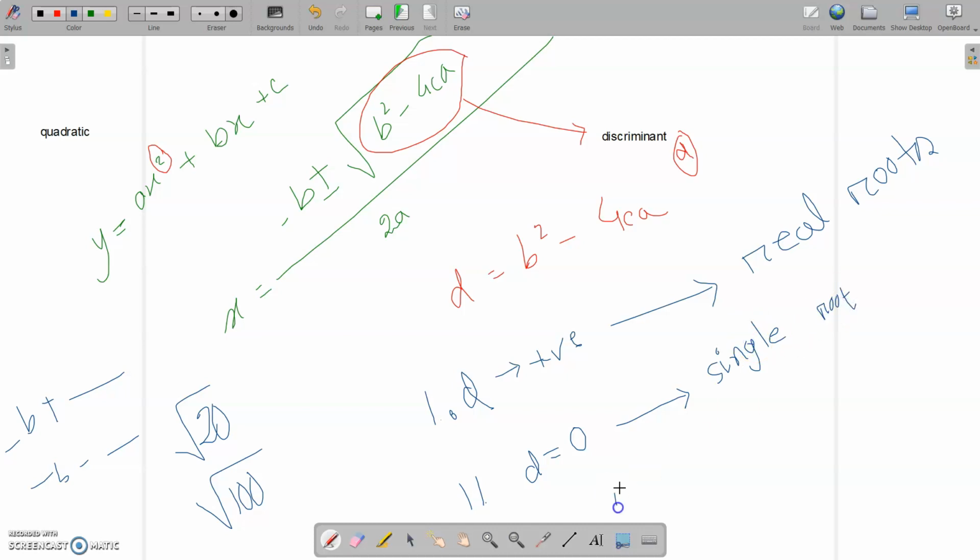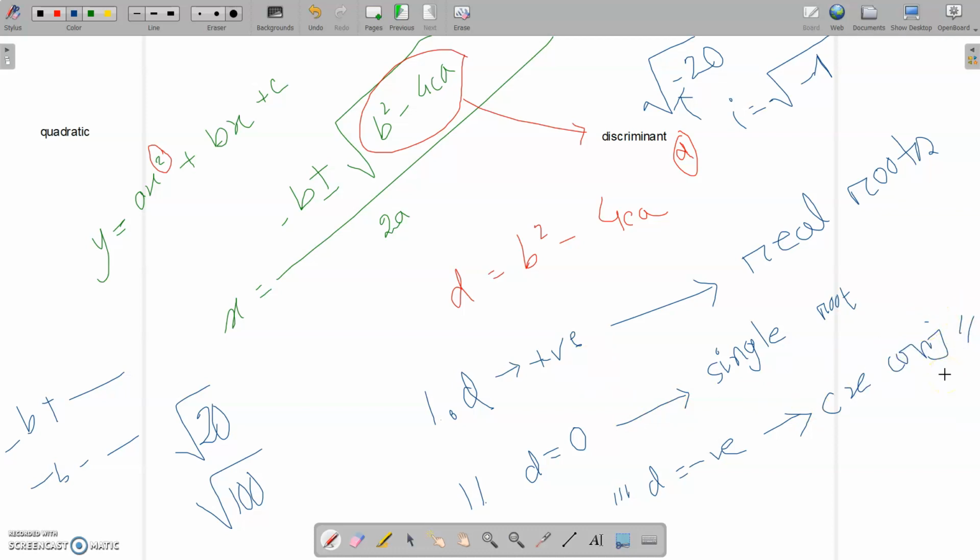So what about d being negative? If d is negative, what will we get? If d is negative, it means I have something inside that is negative, say for example minus 20. When I have root of a negative number, I get i, which equals root over minus 1. So I will have complex roots, complex conjugate roots. Okay, so three different scenarios. Based on the value of the discriminant, I will get three different cases.